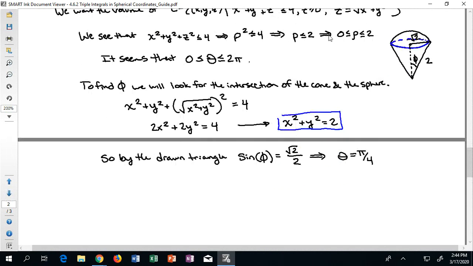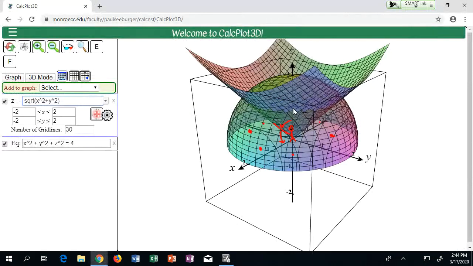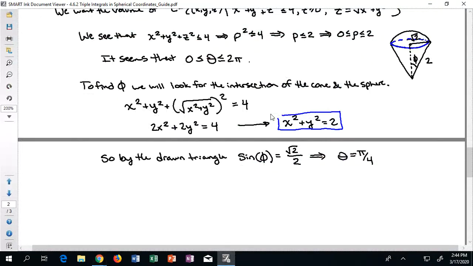So if I think now about the bounds on phi, I know that if this guy rotates from 0 to pi over 4, boom, I'm at the edge of the cone. And then I start rotating from pi over 4 down to pi over 2. And that's where I hit all good points. So bounds on phi should be 0, or not 0, excuse me. We should start at pi over 4 and go to pi over 2.